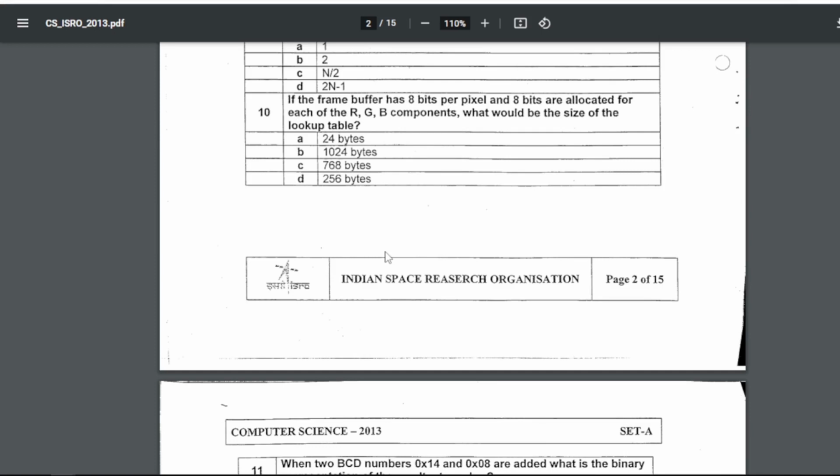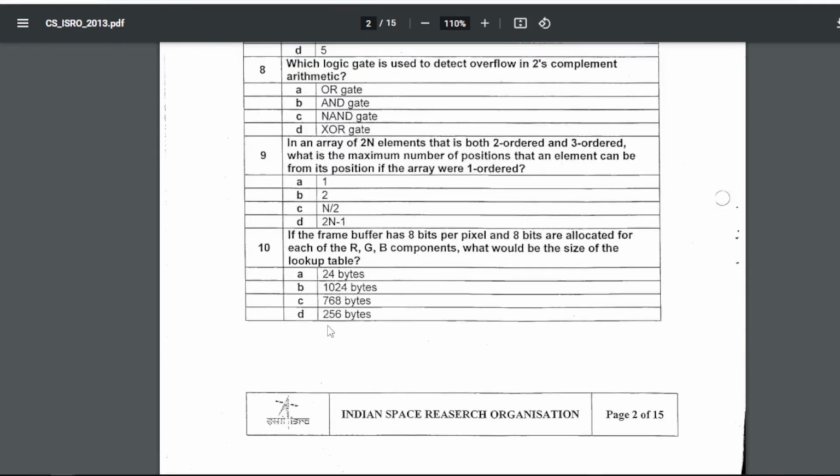Question number 10: if the frame buffer has 8 bits per pixel and 8 bits are allocated for each of the RGB components, what would be the size of the lookup table? So in that case, our answer will be D, that is 256 byte. Number of indexes in the frame buffer equals 2 to the power 8, which equals 256. Size of each entry, right? That will be 8 bits for the R component plus 8 bits for G plus 8 bits for B, so in total 24 bits, that is 3 bytes. So the size of the frame buffer will be 256 multiplied by 3, which gives you 768 bytes.